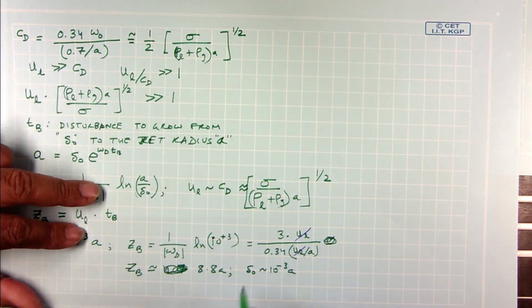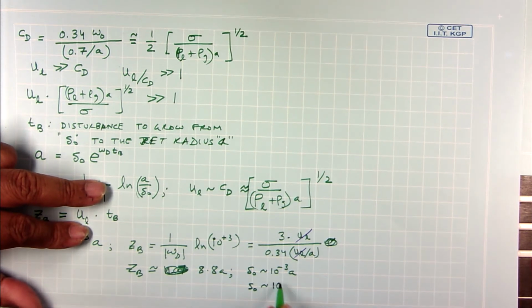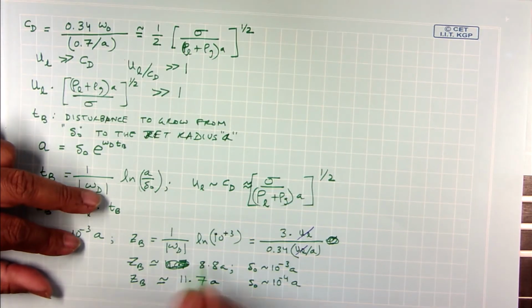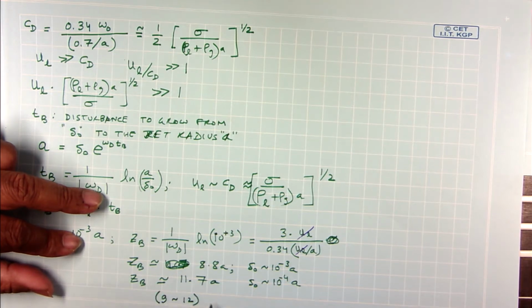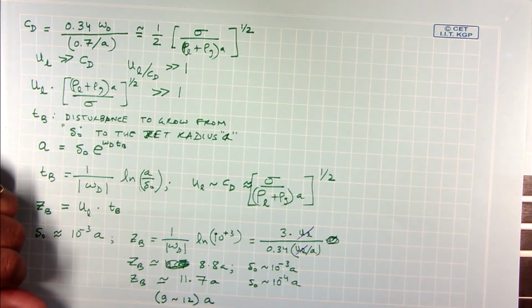Now, if I assume that the delta naught is even smaller than that, if it is 10,000 times smaller than A, then the value of ZB comes out to 11.7 times A. In other words, it has to travel something like 9 to 12 times the jet radius before it breaks up into droplets. So from a simple linear stability analysis we can estimate what distance it will travel before it breaks up into droplets.